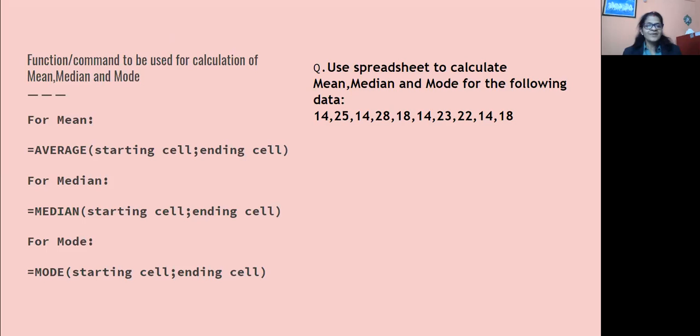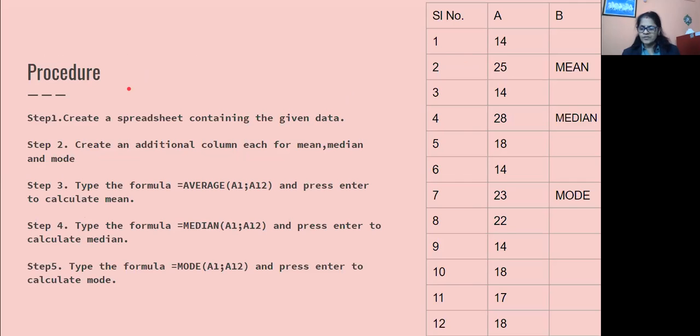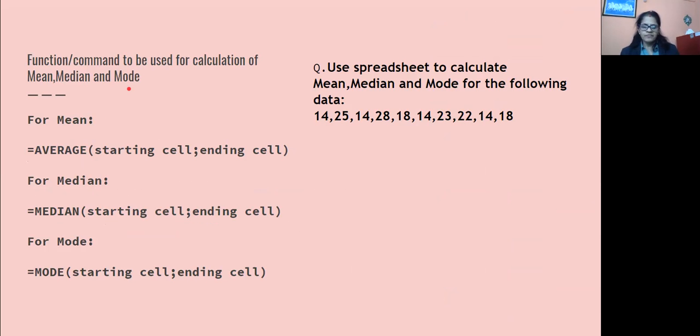So let's discuss that. Though here we are taking a very simple thing, it's just the beginning, we can say. I will tell you how to do it. As you know, whenever we use technology, a computer, we have to have some commands or functions so that we can perform the activity. So for calculating mean, median, mode, for mean the term used is average.